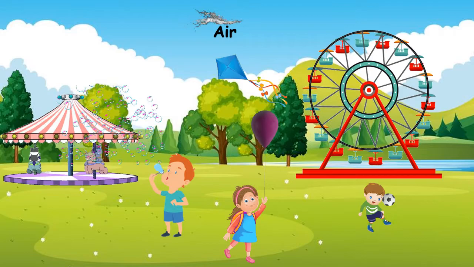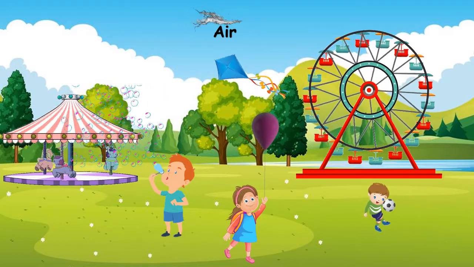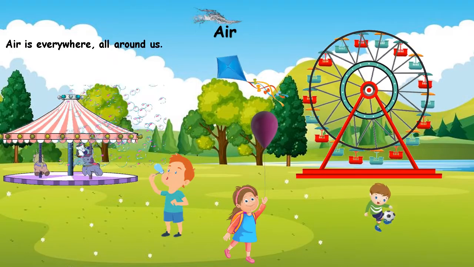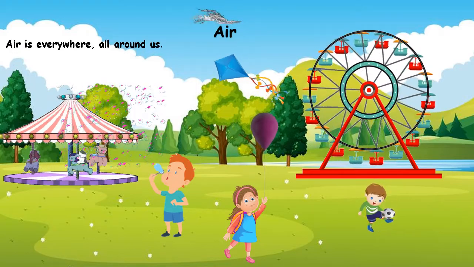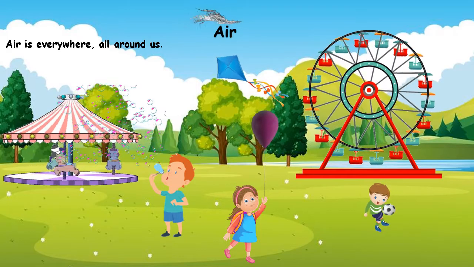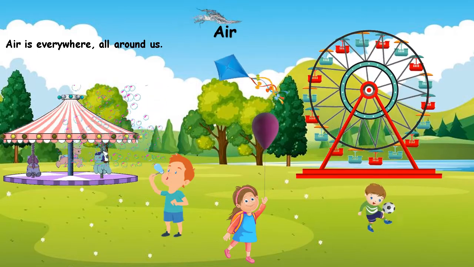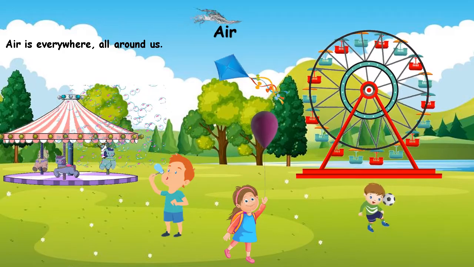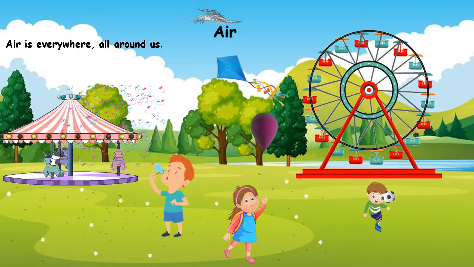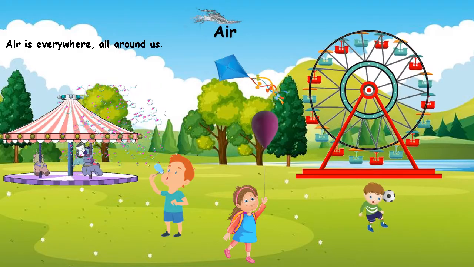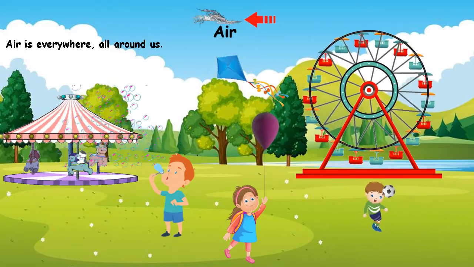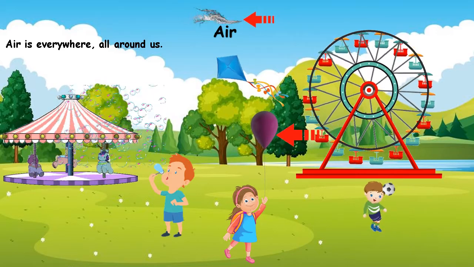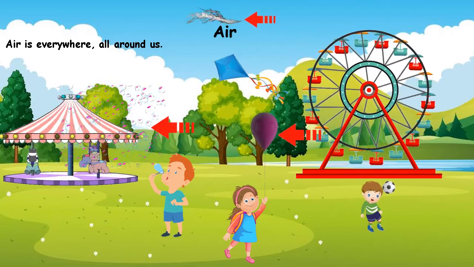The first natural resource we're going to talk about is air. Air is everywhere, all around us. Air cannot be seen, but it can be felt when the wind blows. We use air in different ways. All living things need air to breathe. People also use air to blow up balloons and to make bubbles.